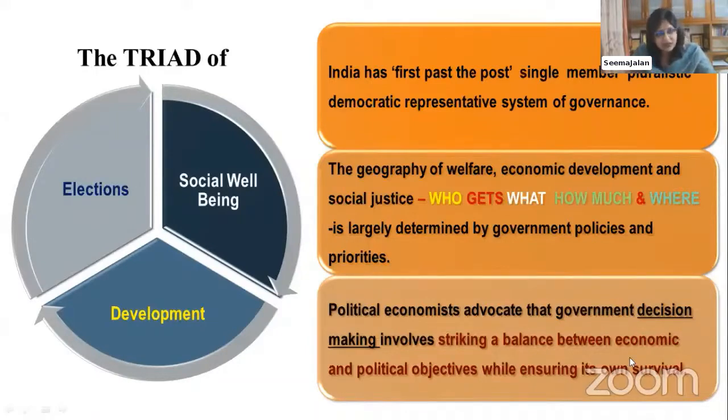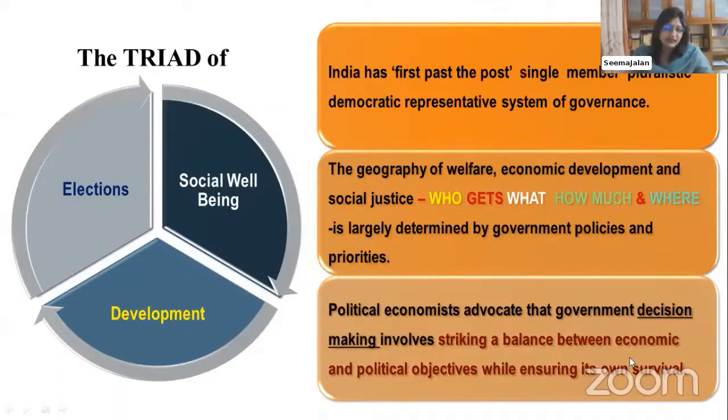And the political economists, a host of studies, have advocated that government decision making in a democratic system involves striking a balance between their economic development objectives and their political objectives, like running for re-election. So while ensuring their own survival, the decision makers want to achieve the development targets, but at the same time, they also want to ensure that when they run again for the elections, their prospects of success should be higher.